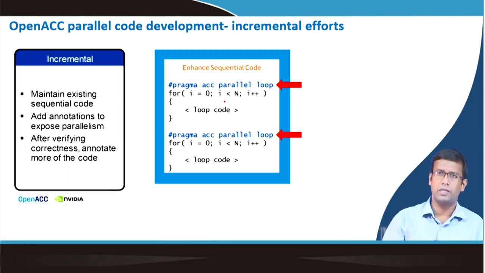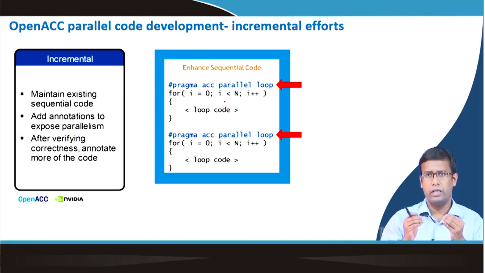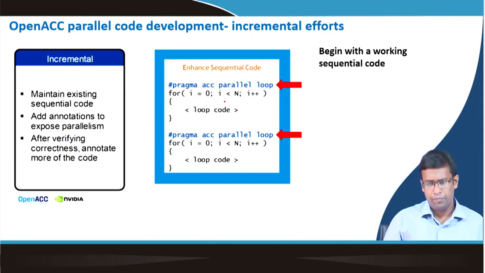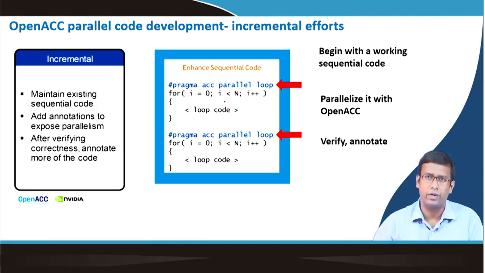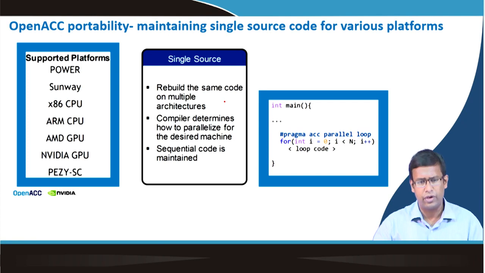Once you check that this part is correct, you understand that this part has been parallelized, go to the next part. Because in this type of programs there are thread fork-join models of the threads. Each fork you look into and parallelize that. Begin with a working sequential code, parallelize it with OpenACC, and then verify and annotate that part and go to the next block, parallelize it. That is why we call it an incremental way of parallelizing. Look into each part, parallelize it.